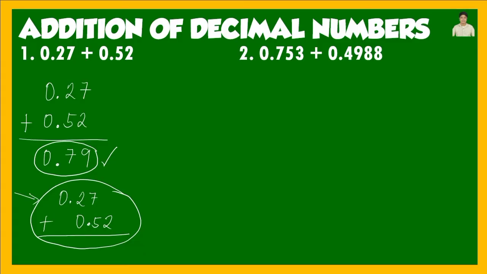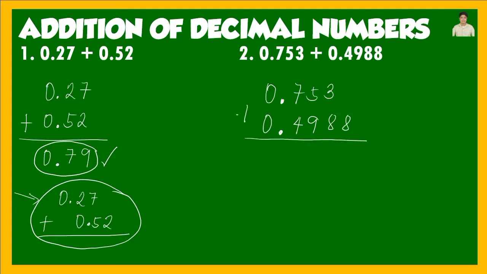Let us have the second example. 0.753 and then 0.4988 or 4,988 10,000ths. Align natin yung decimal. So, 0, dito yung 0 and then 0. Point. And then, sulat natin yung 4988.